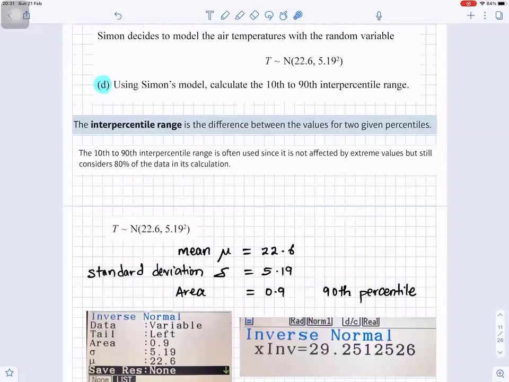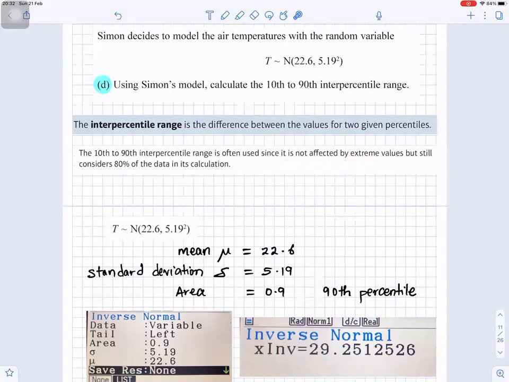Simon decides to model the air temperatures with a random variable T, a normal distribution. Using Simon's model, calculate the 10th to 90th interpercentile range. So the interpercentile range is the difference between the values for two given percentiles. The 10th to 90th interpercentile range is often used since it is not affected by extreme values, but still considers 80% of the data in its calculation.